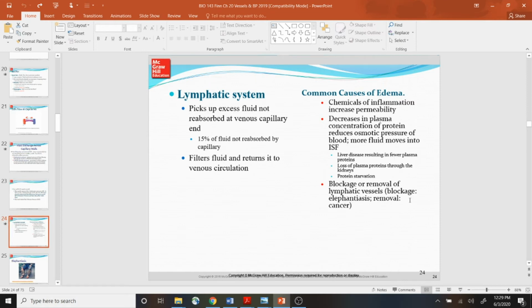There are also individuals who have had lymphatic vessels removed, for example due to cancer, or, as I'm going to show you next, where they're blocked by a very rare disorder called elephantiasis. Because of that, the lymphatic system can't do its job.